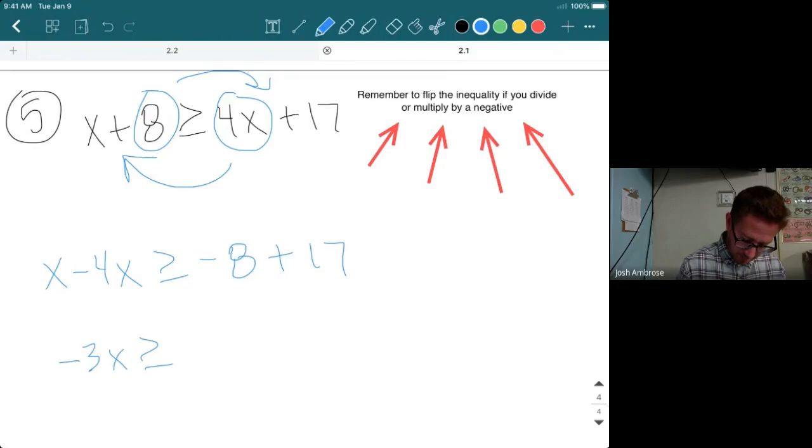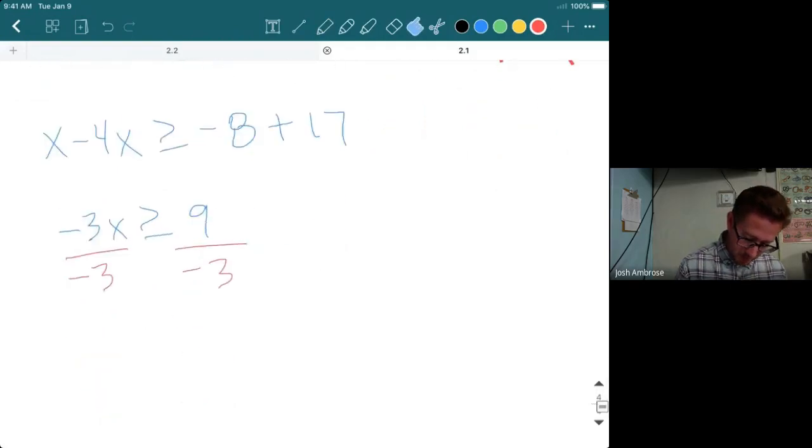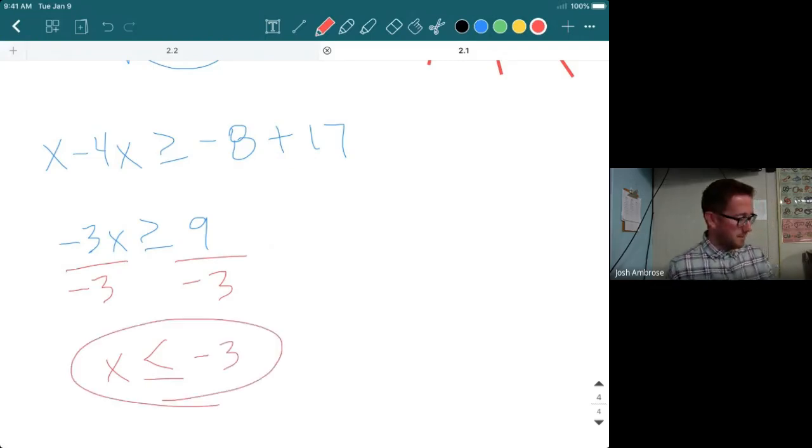positive 9. Okay, now here comes the multiply or divide by a negative note. We are dividing by a negative 3 on both sides, and it's important to see that we're dividing by a negative 3. That is a coefficient. If you divide or multiply by a negative coefficient, flip that inequality. So now this inequality sign is going to go just like that. We flipped it. X is now by itself, and we have a negative 3 right there.